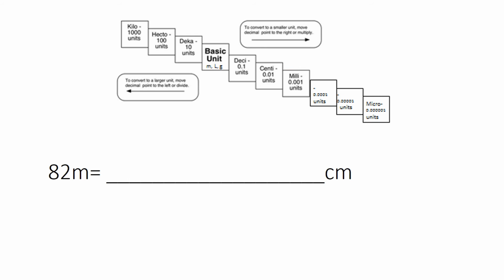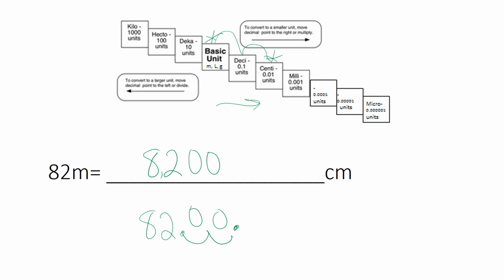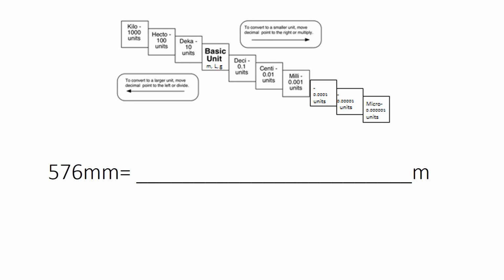All right, this time our problem asks us to move from meters, which again is a basic unit, down to centimeters. So using our diagram, I'll be moving 1, 2 steps to the right. So I assume that I have my decimal right after the last number, and I will move it 1, 2 to the right, and I'll fill in zeros for each of those little U-shaped movements. So 82 meters is equal to 8,200 centimeters.